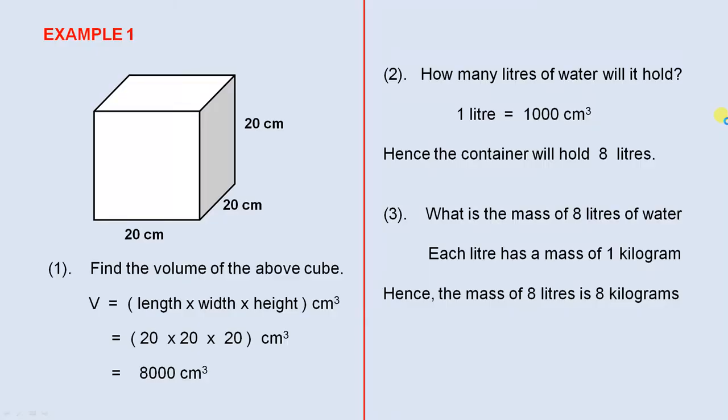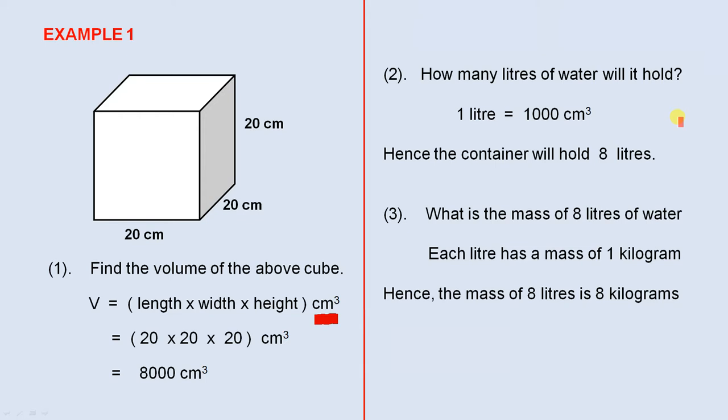Example 1. Find the volume of the above cube. Now the volume of this cube is the length times the width times the height. You notice that in a cube, all three measurements are the same, and the units are cubic centimetres. So we have the volume is 20 by 20 by 20 cubic centimetres. When we multiply those together, we have 8,000 cubic centimetres as the volume.